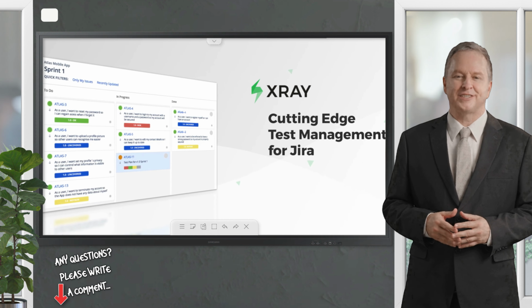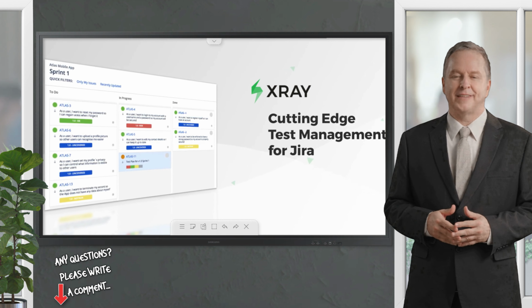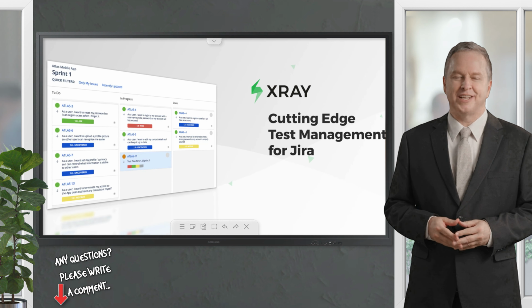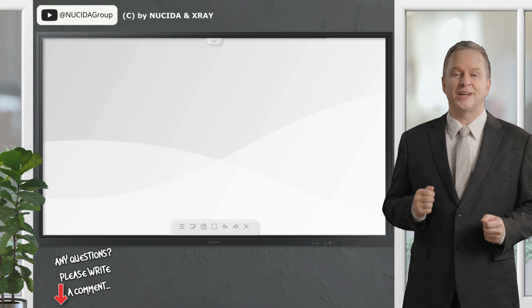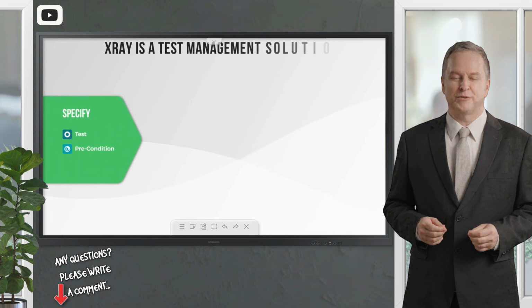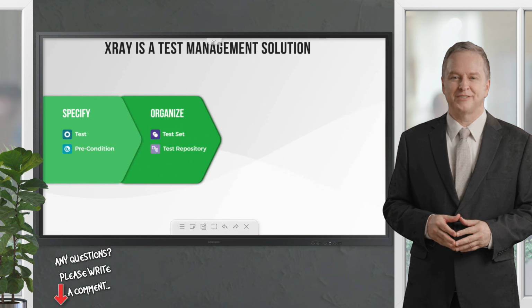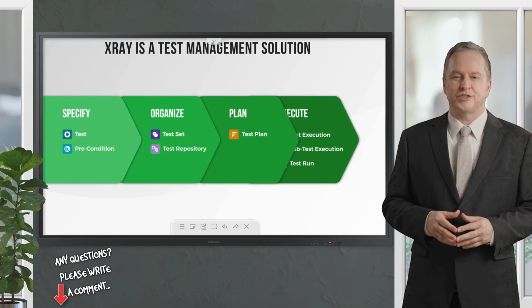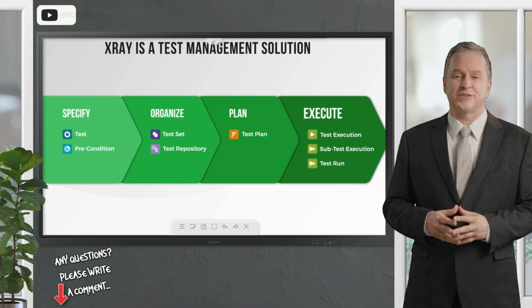It's never been easier to manage tests at scale than with Xray Test Management. Xray is a Jira native software test management app that ensures your testing and development teams are collaborating to achieve the highest quality products. With Xray, you'll never deliver broken or untested code again. Xray is a comprehensive test management solution that uses Jira native issue types to specify, organize, plan, and execute tests.